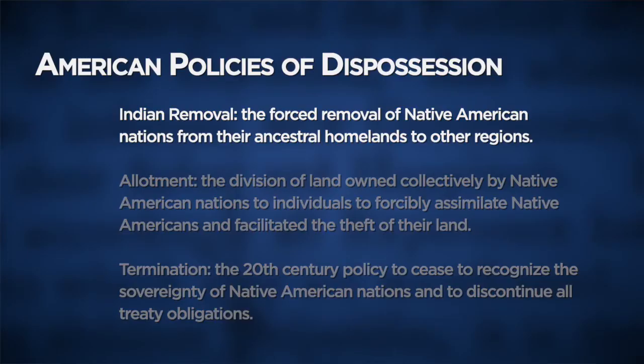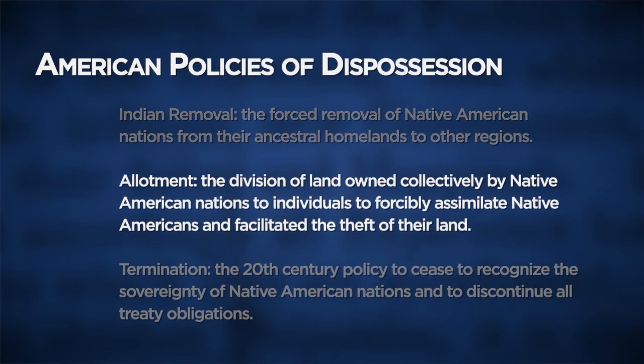Indian removal policy was replaced in 1887 by allotment policy through the passage of the General Allotment Act, also called the Dawes Act. The government shifted their policies toward Native Americans every few decades or so to change with new political realities, but also to find new ways to acquire native land and limit tribal sovereignty.